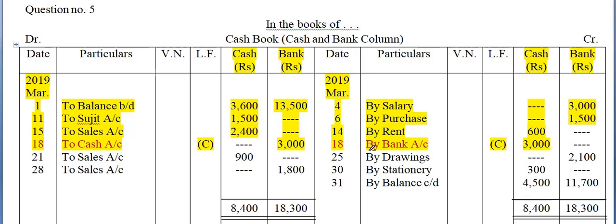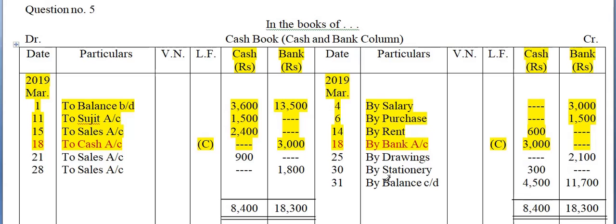Again, I want to repeat. Condition number one, when you deposit cash into the bank. Condition number two, when you withdraw money out of the bank for office use. So on 18th we are depositing cash, so the cash is getting reduced, and by the same amount your bank account is getting increased on the very same date. And that's called your contra entry, because both the debit side and the credit side are influenced.